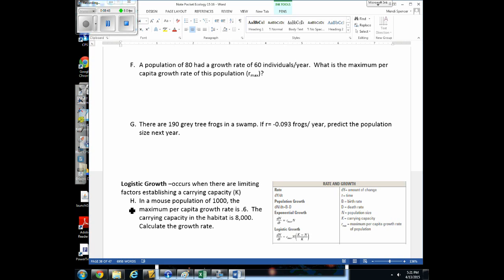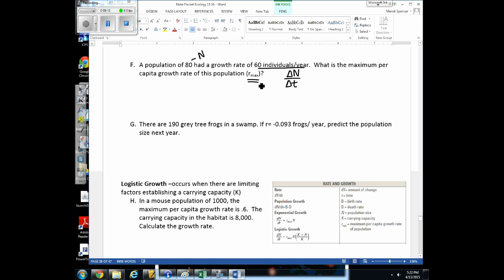So we're going to manipulate that equation a little bit. It says a population of 80, so there's our initial population size. So there's N. It says it has a growth rate of 60 individuals per year. So what they're actually giving you is a change in number over the change in time. So that's the growth rate. It says what is the maximum per capita growth rate? So you're basically solving for R max.